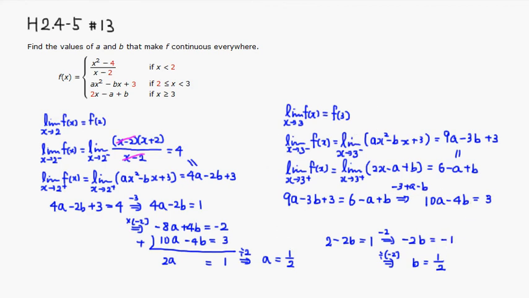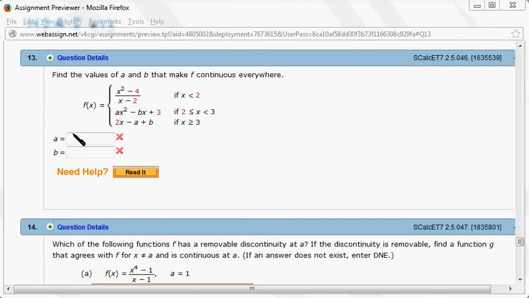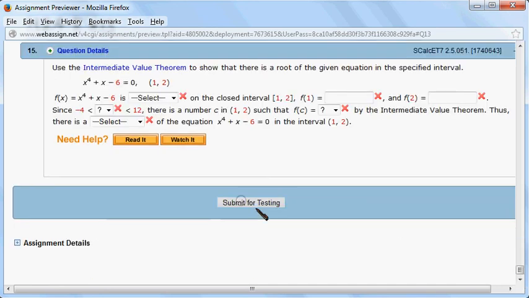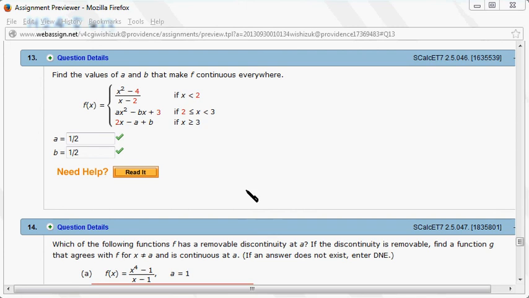Right, so let's type it in. Alright, so a is 1/2, so I have to click on this. Alright, so 1/2, and b is also 1/2 in this case. Right, so let's check the answer. Alright, I came back and it looks like we got both of these values correct. Alright, that's it. I hope that this was clear.